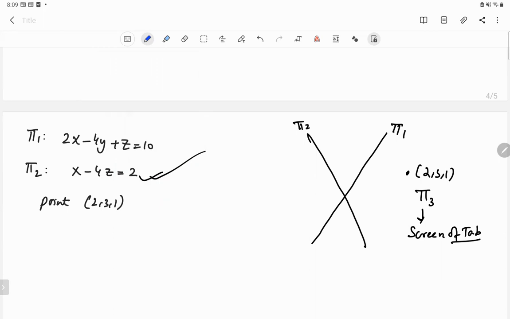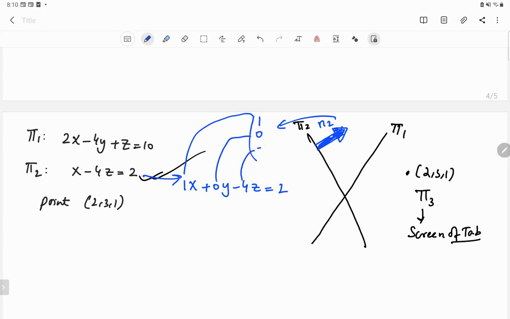Okay. Now you have been told that if you want to know the equation of a plane, you need a vector normal to the plane. So how will you calculate a vector perpendicular to this screen? N2 is a vector normal to this plane, and N2 is equal to 1, 0, and minus 4.